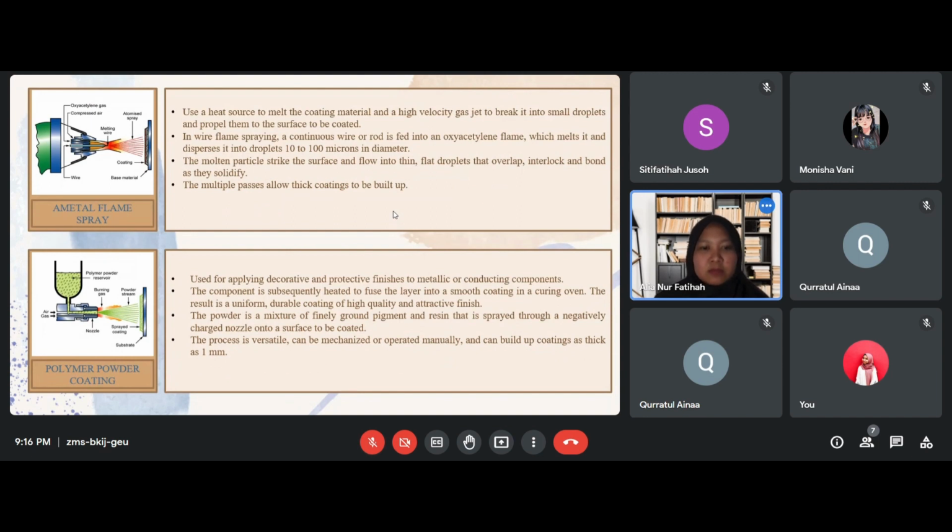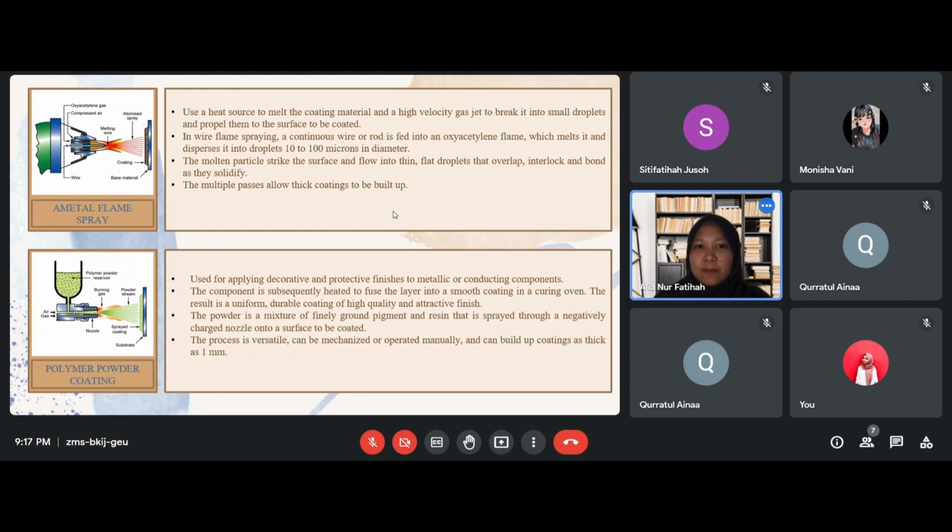Metal film spraying is also one of the types of coating process, which uses a heat source to melt the coating material and a high velocity gas jet to break it into small droplets and propel them onto the surface to be coated. In wire flame spraying, a continuous wire or rod is fed into an acetylene flame, which melts it and disperses it into droplets 10 to hundreds of microns in diameter. The molten particles strike the surface and flow into thin, flat droplets that overlap, interlock, and bond as they solidify.